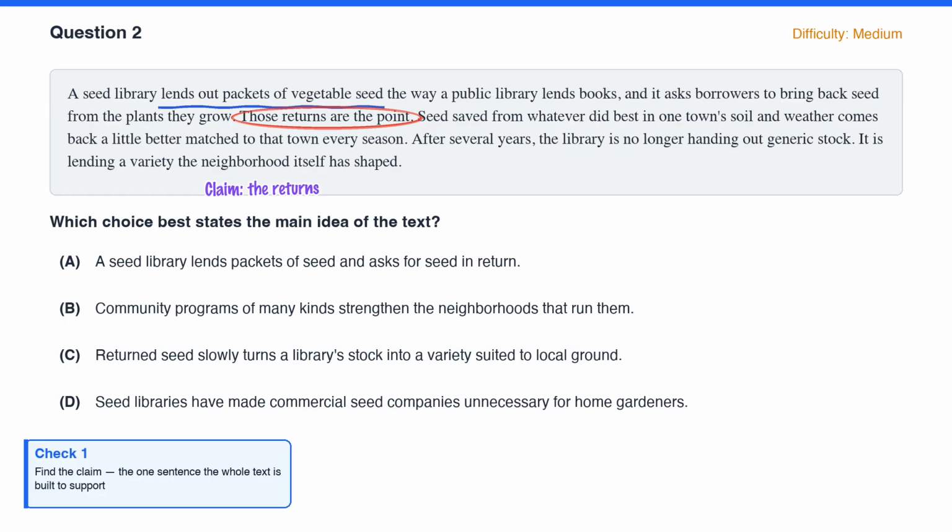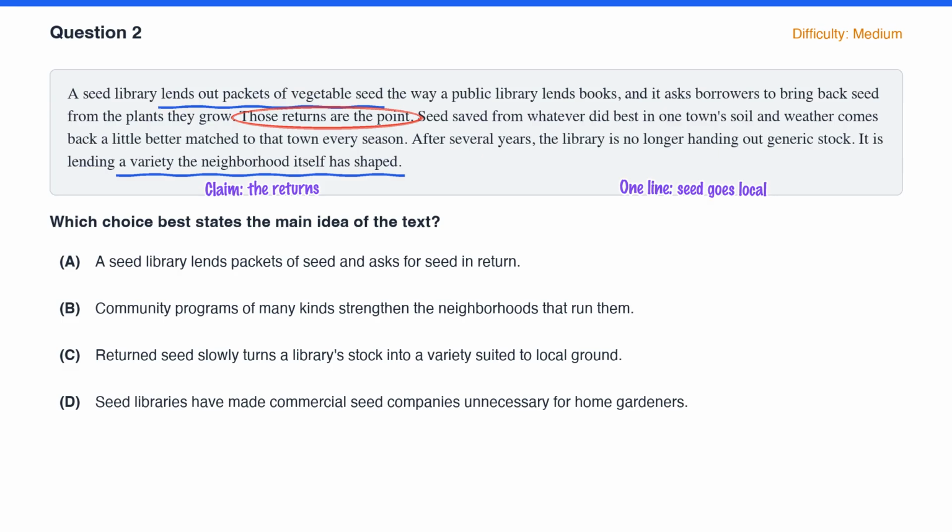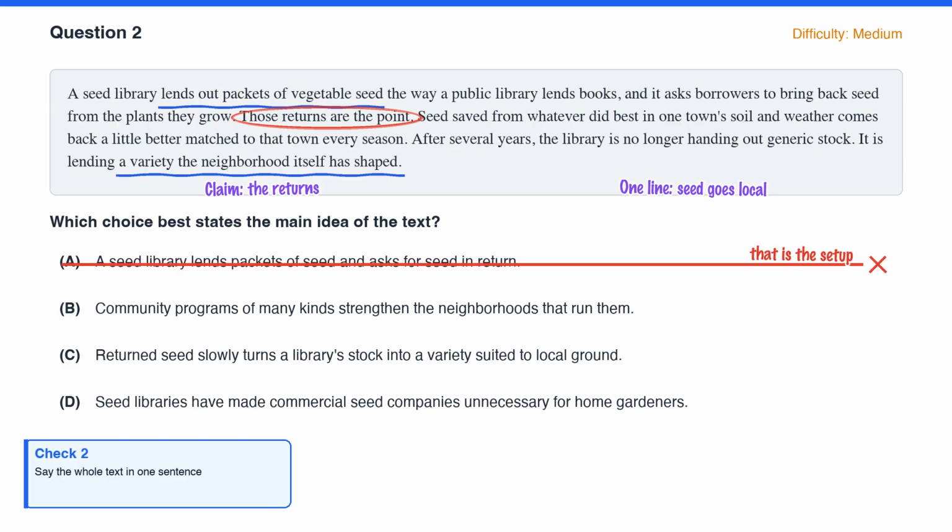Seed matched a little better to one town's ground every season, until the library is lending a variety the neighborhood itself has shaped. Check 2. Say it in one sentence. The returning seed slowly makes the stock local. To the choices. A says the library lends seed and asks for seed in return. That is the setup. And the passage tells you outright the mechanics are not the point.